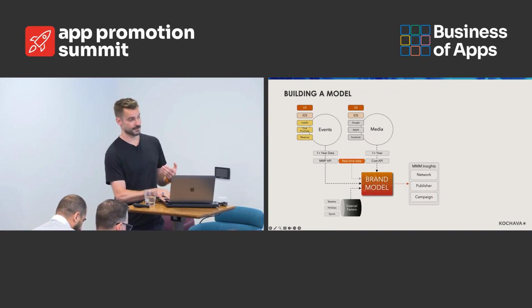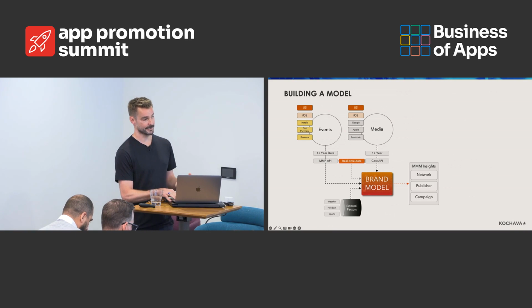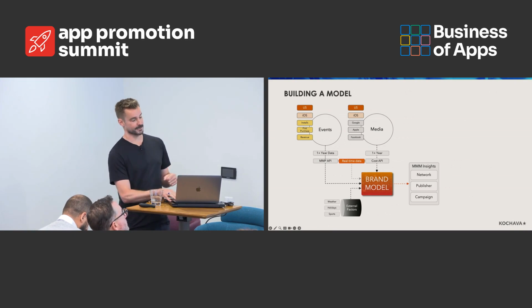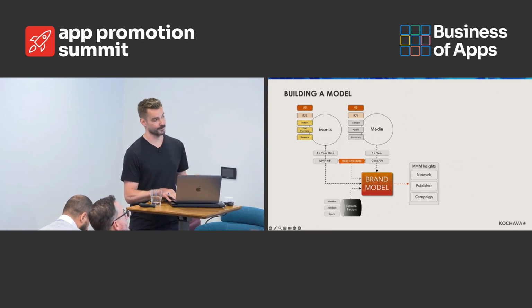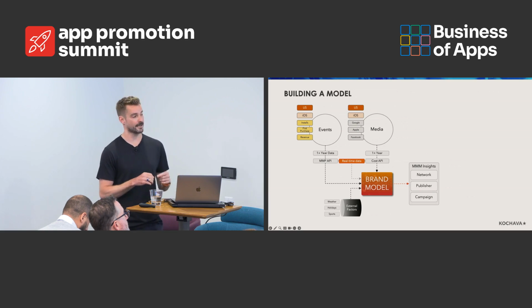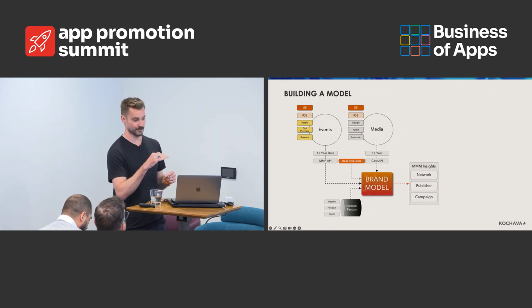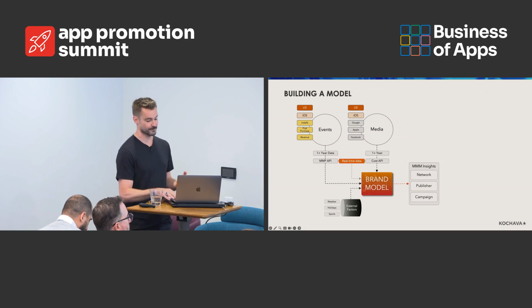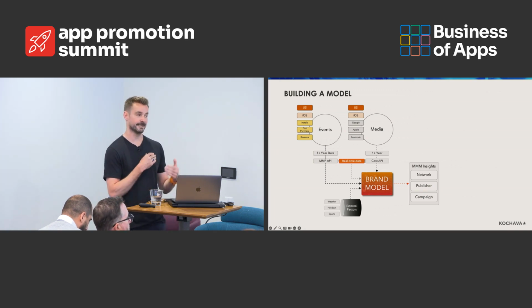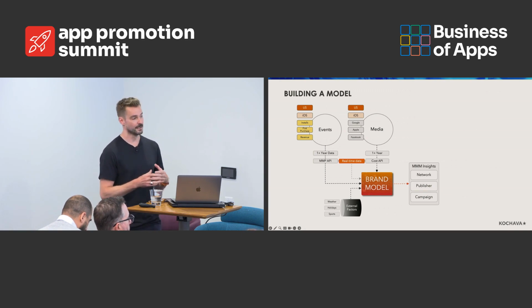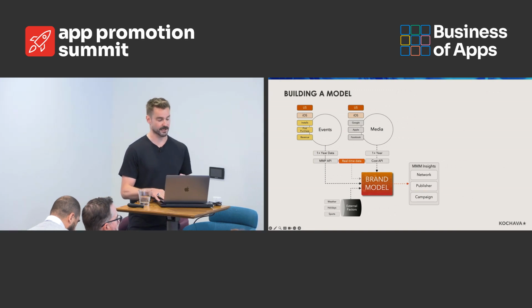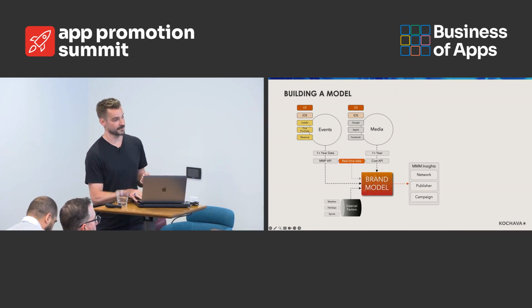The output of this is MMM insights. I'm going to get a bit more into the insights later on, but at a very high level, the insights that you get will be at the network level. So let's just say Google, at the publisher level, so that would be YouTube, search, Google Display, and so on and so forth, and then at the campaign level. So you would see the insights at your campaign level, making it very actionable. So you'll be able to optimize your campaigns with MMM data.